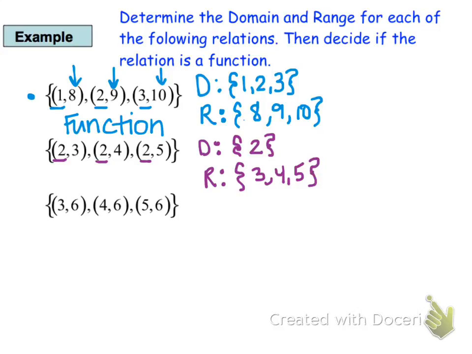Now in this case, again, when deciding if this is a function or not, we have to look at every x and see how many y values it has. Now, the x value 2 has 3 different y values. Since that x has more than one y, we're going to say this is not a function.